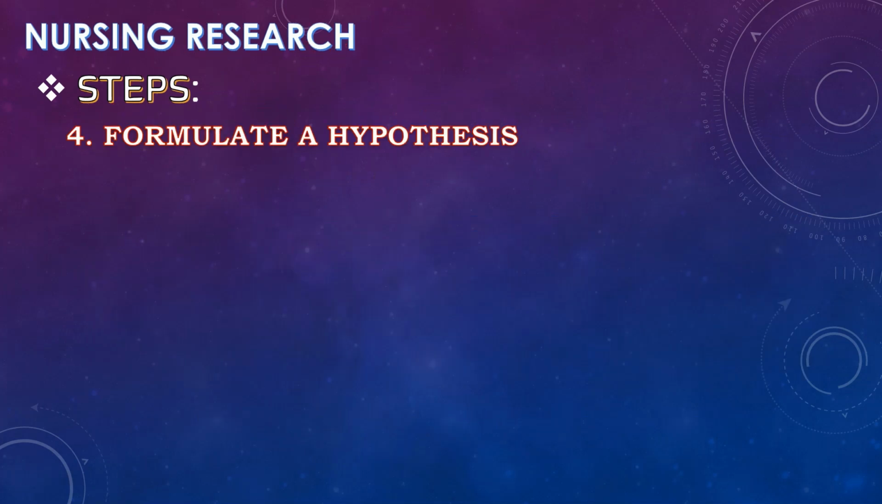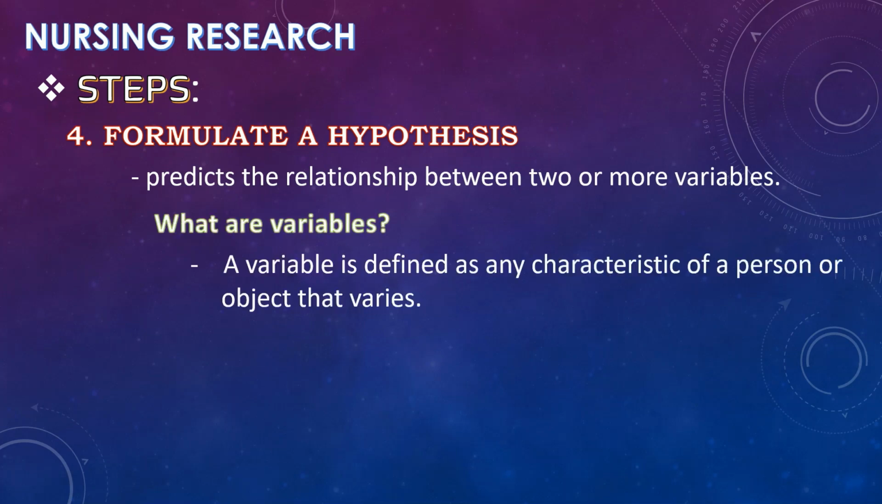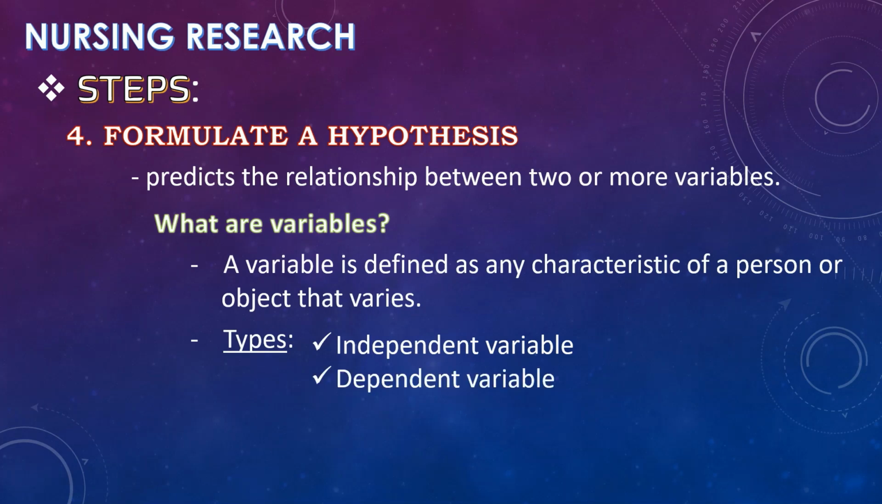Next is formulate a hypothesis. This predicts the relationship between two or more variables. What are variables? A variable is defined as any characteristic of a person or object that varies. It also has different types. First is independent variable. This is the cause, and it is manipulated. Number 2, dependent variable. It is the effect, and it is measurable.